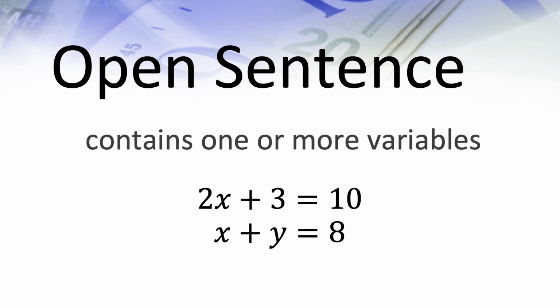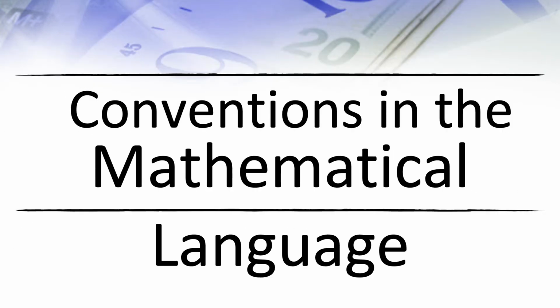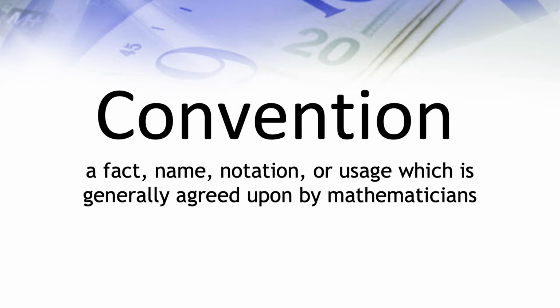So, yun yung sa initial portion about the concept of language. So, meron tayong mga tinatawag in the mathematical language. When we say convention, it is a fact, name, notation, or usage which is generally agreed upon by mathematicians. So, pag nakita natin siya na ganun yung ginagawa or pagkakasulat, ibig sabihin, commonly use siyang ganun. Agreed ng mga mathematician yung ganung format or yung ganoong term.